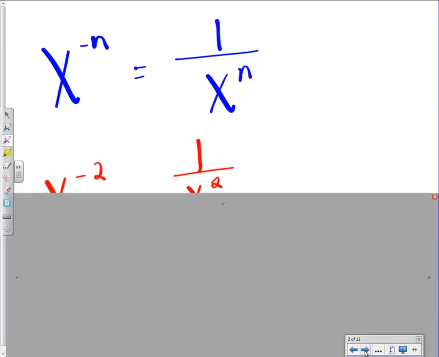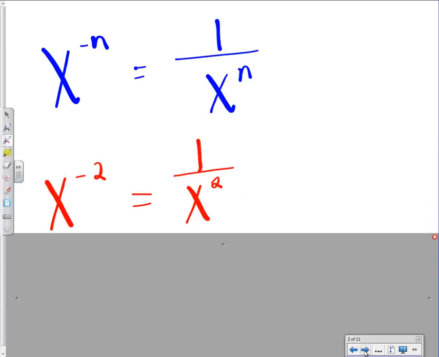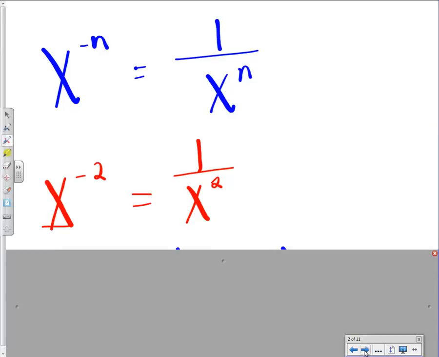So let's look at an example. If I have x to the negative 2 power, I want you to understand that x is understood to be x over 1. So I'm going to flip it from the top down to the denominator, and that 2 stays there, but it becomes a positive 2 exponent. So this would be my final answer.